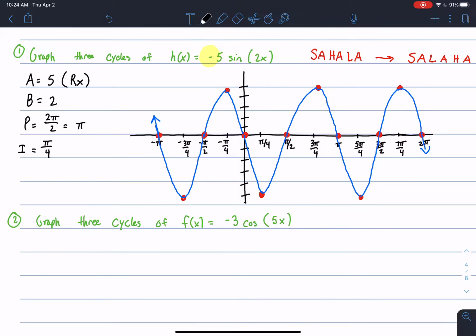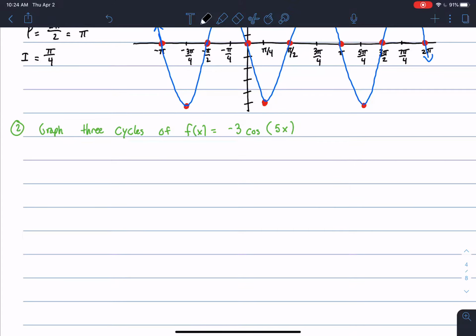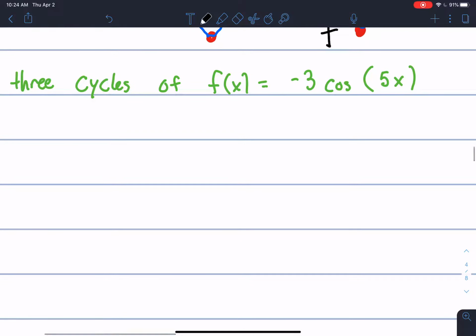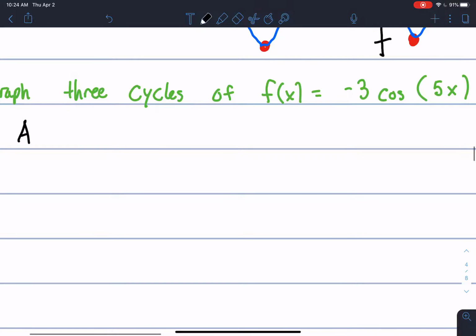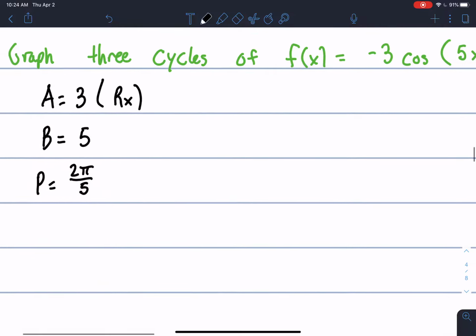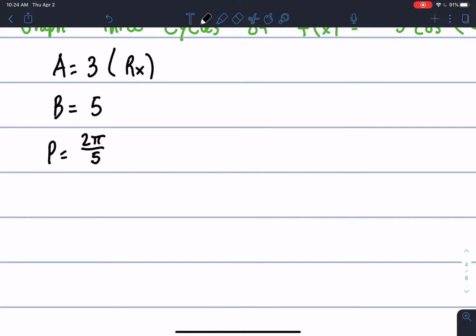And then the last one, we'll do a negative cosine. Your amplitude here is still 3, but this has a reflection. Your B term is 5, which makes your period 2 pi over 5. Then your interval is going to be 2 pi over 5 divided by 4, which is 2 pi over 20, or pi over 10.